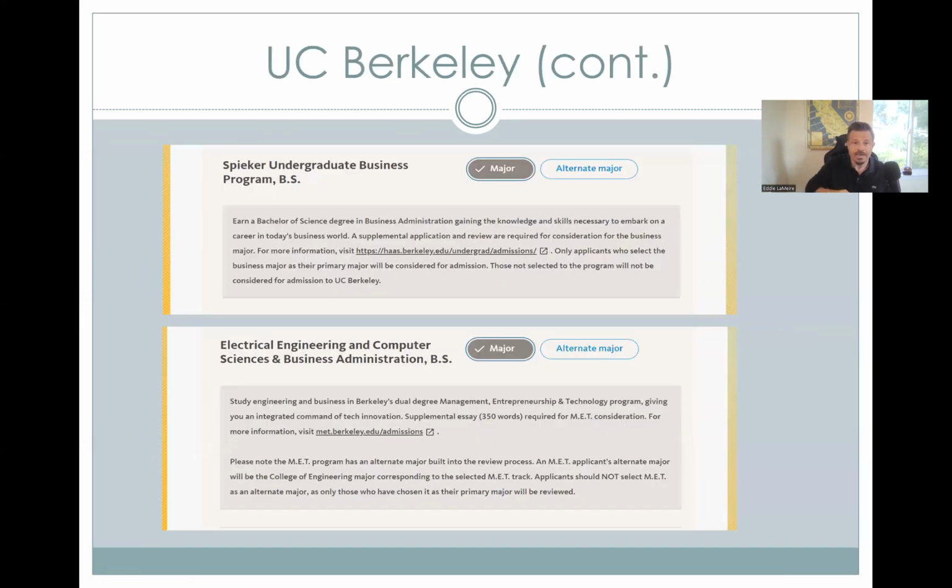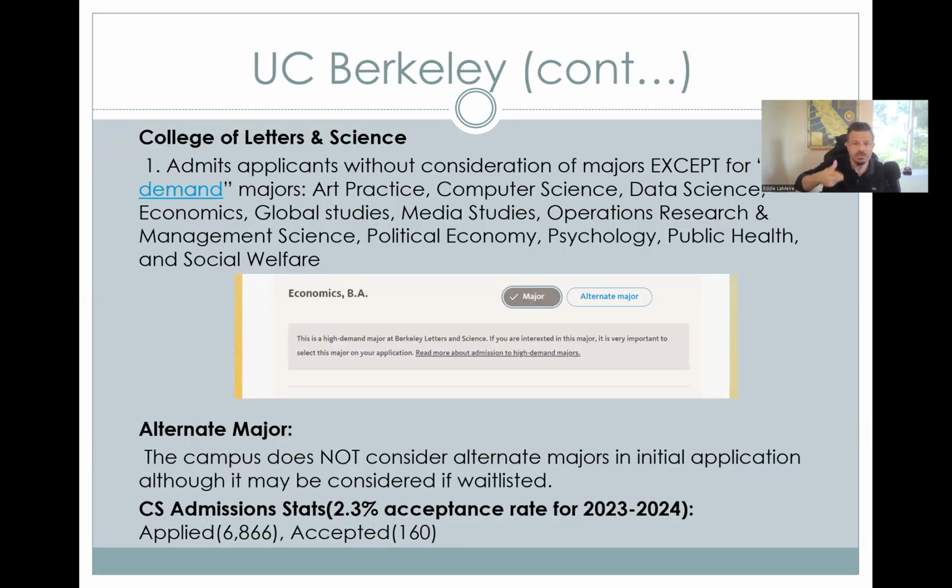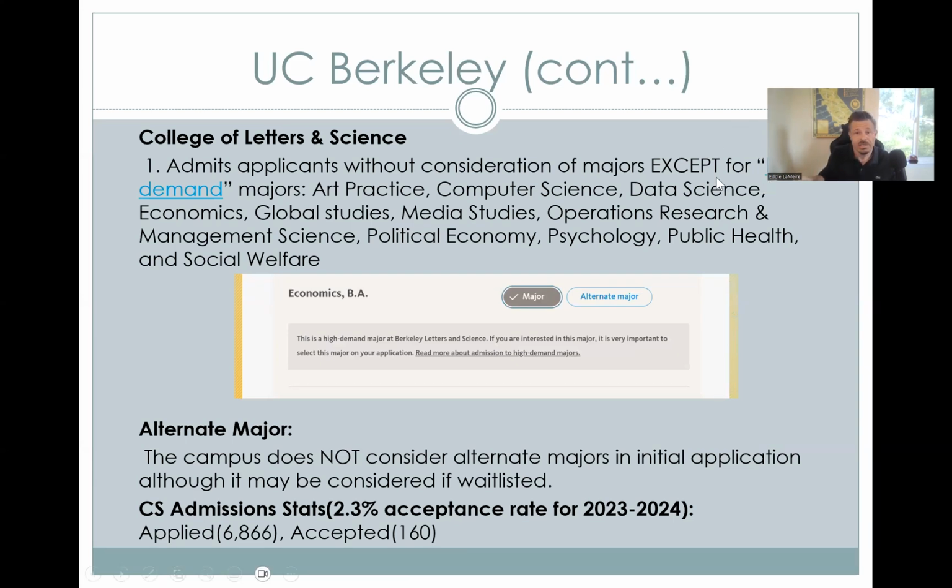The high demand majors are, I should have put this in a better order, under Letters and Sciences: art practice, computer science, data science, economics, global studies, media studies, operations research, political economy, psych, public health, and social welfare. This is what's going to pop up if you click one of those on the Cal section for the major. This is a high demand major at Berkeley Letters and Sciences. If you're interested in this major, it's very important to select this major on your application.